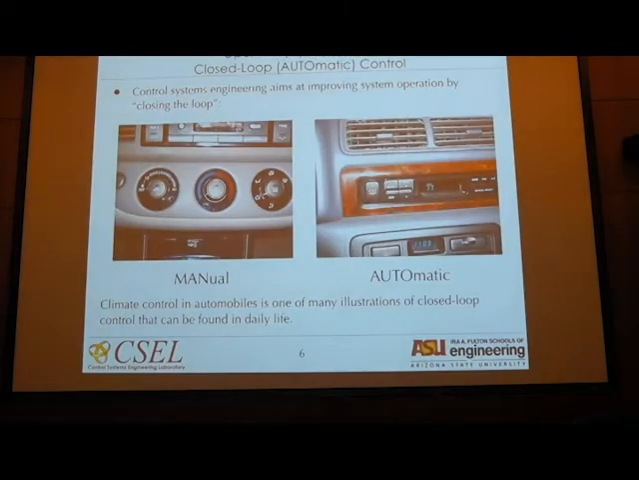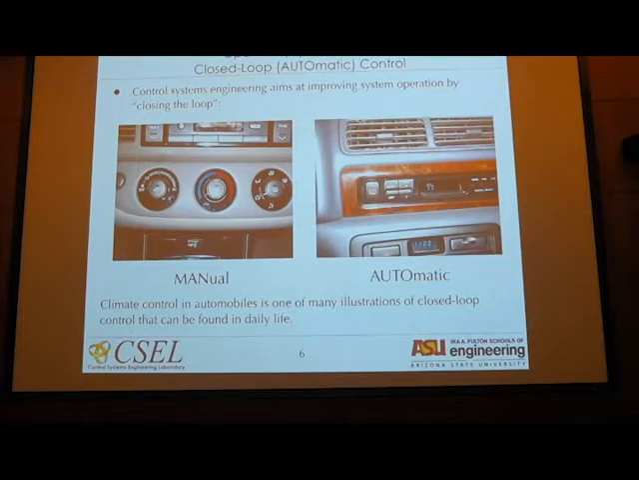This is one example, for instance, climate control in a car. Climate control is a closed loop system where you specify a set point, a desired value for the temperature in the car cabin, and then the adjustments in the airflow and the coolant flow are made automatically, as opposed to having to manually deal with things. So when you see anything that has an automatic mode on it, it alludes to a closed loop control system.